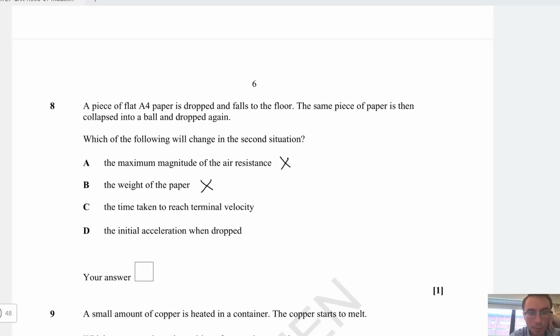The weight of the paper will be unchanged, but the time taken to reach terminal velocity will change because the drag force will be drastically different. It will fall a lot faster. The initial acceleration will be g as well. So yeah, correct answer is C.